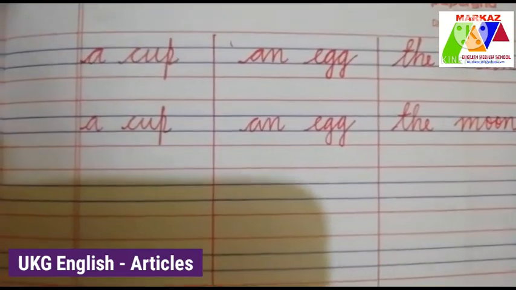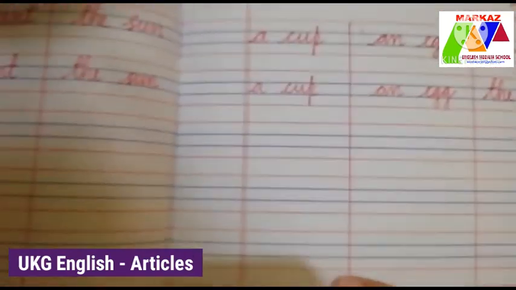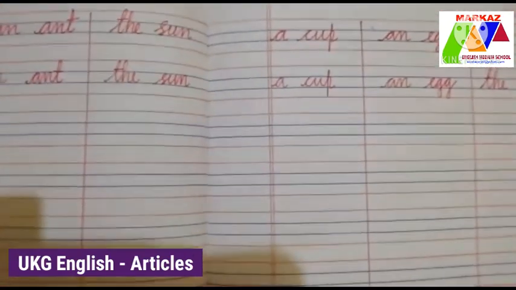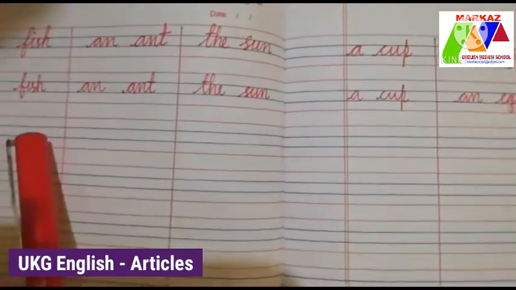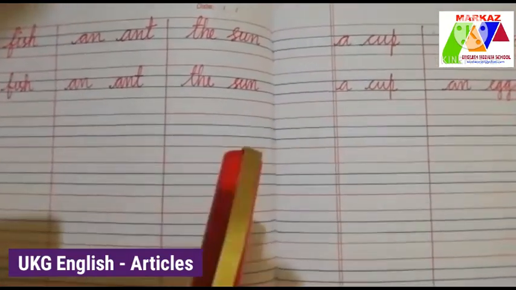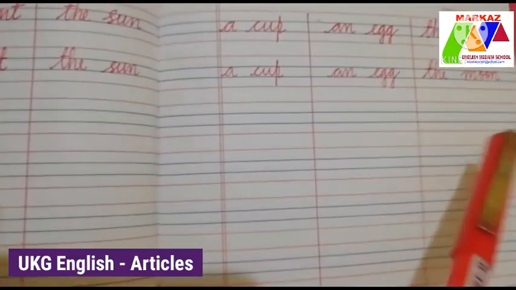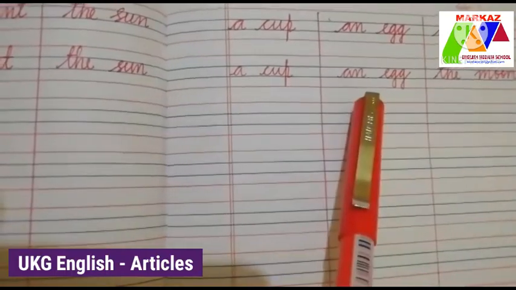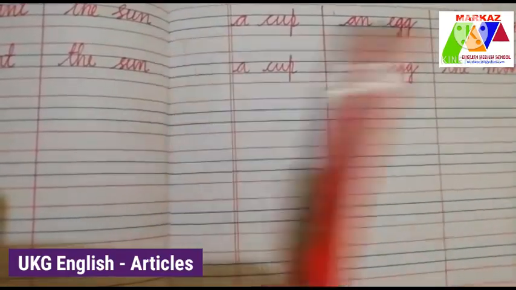Do you all understand, children, how to write articles? You have to write 2 pages. Here, a fish, an ant, and the sun. 2 pages, and also a cup, an egg, and the moon. 2 pages. Is it clear, children? Write down neatly, put on date, and also write down neatly.